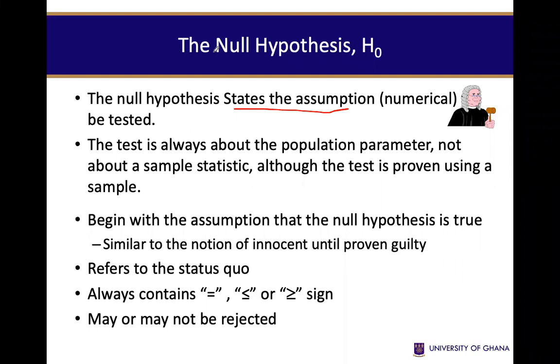And the status quo is what is represented by the null hypothesis. Now, the null hypothesis always contains expressions like equal to, less than or equal to, or greater than or equal to signs. So what it means is that the null hypothesis always has strings of equality. And the null hypothesis may be rejected or it may be retained, as in it may not be rejected. If we do not have enough evidence to prove our claim, then we are not going to reject the null hypothesis. If we have enough evidence to prove our claim, then we can reject the null hypothesis.